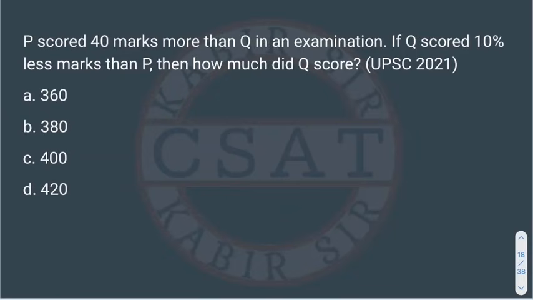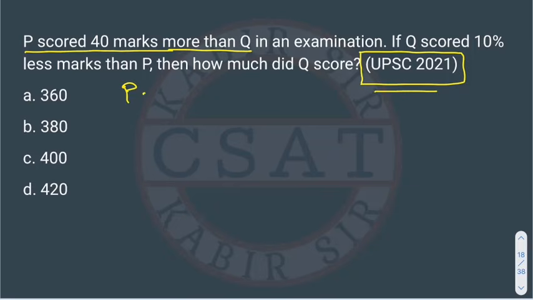So now this is again a question from percentage asked in UPSC 2021 CSET exam, right? So what is the question? P scored 40 marks more than Q in an examination. If Q scored 10% less marks than P, so how much did Q score?